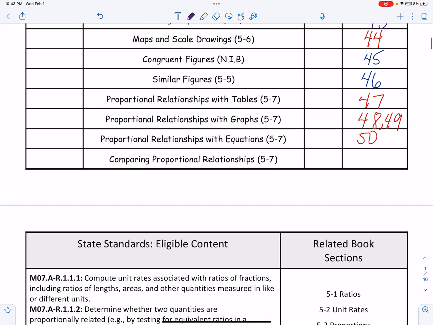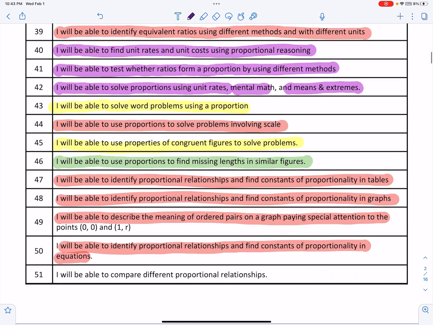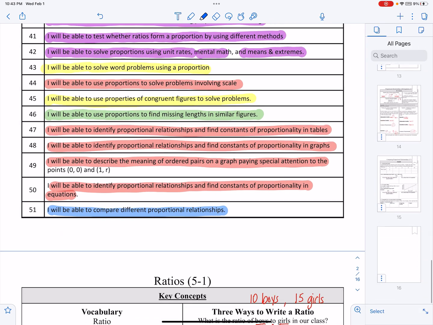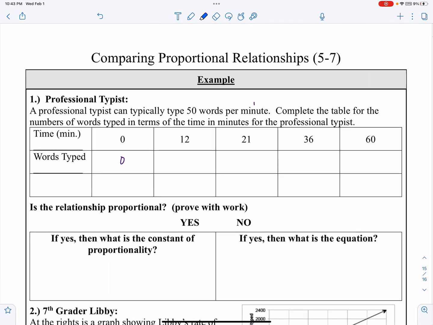All right, welcome to your very, very last lesson. Let's put learning goal 51 here on comparing proportional relationships. Our last learning goal is I'll be able to compare different proportional relationships. So let's go ahead and use our page sorter, get all the way down to your notes today, and get going.